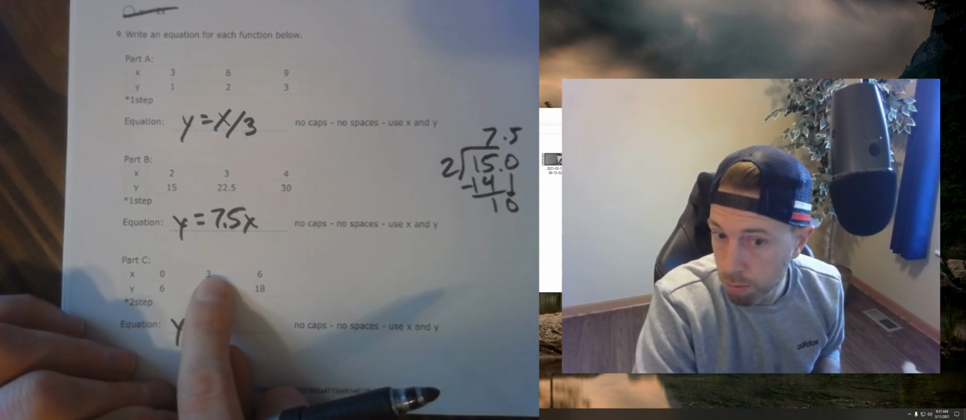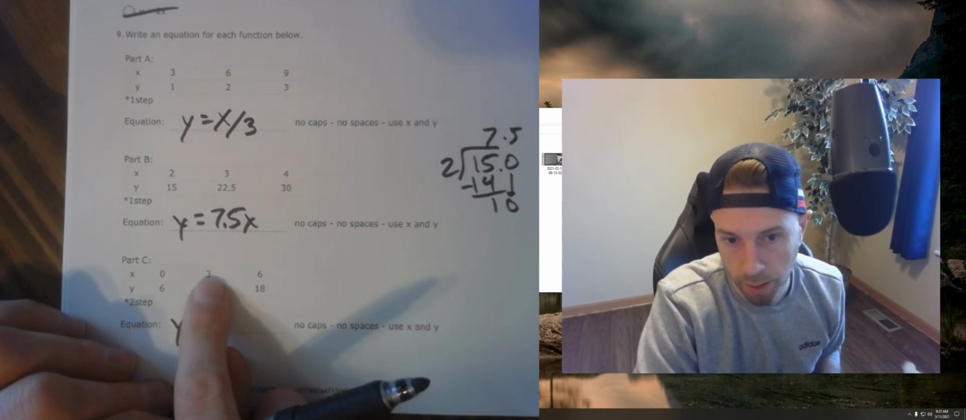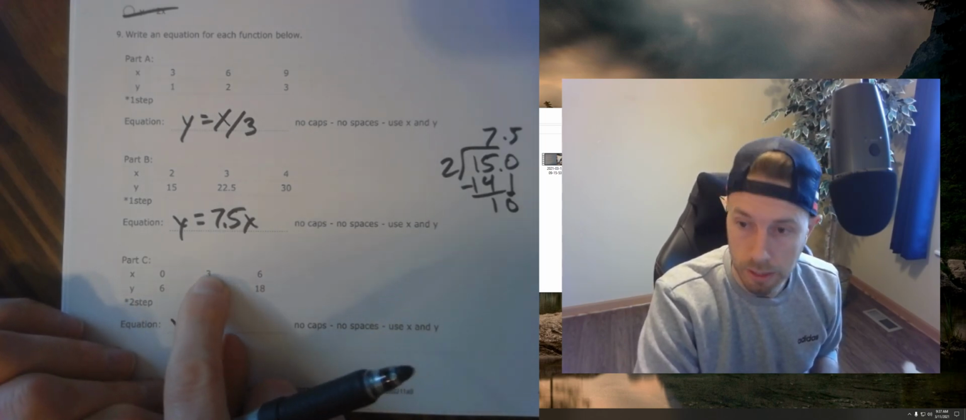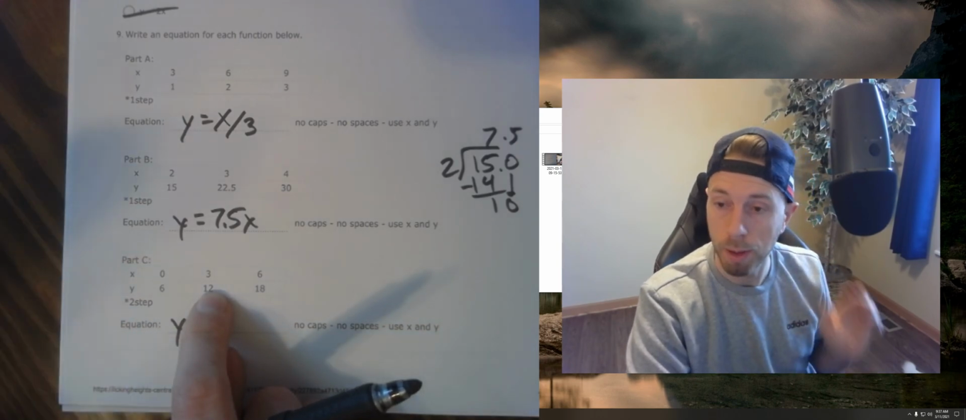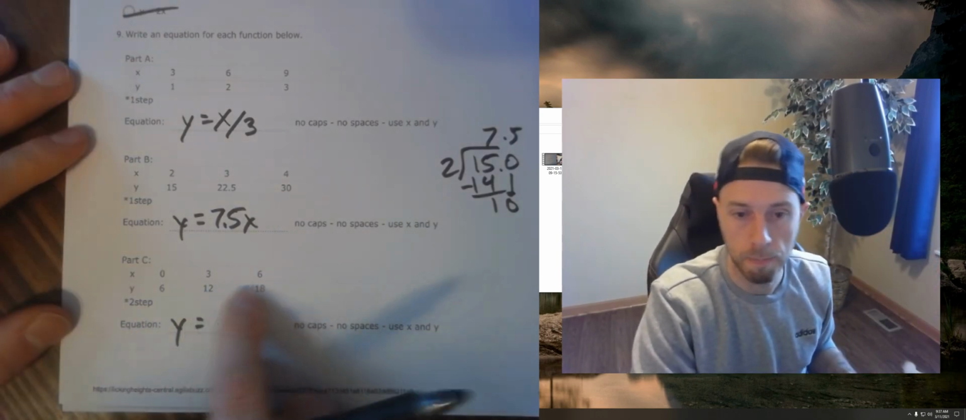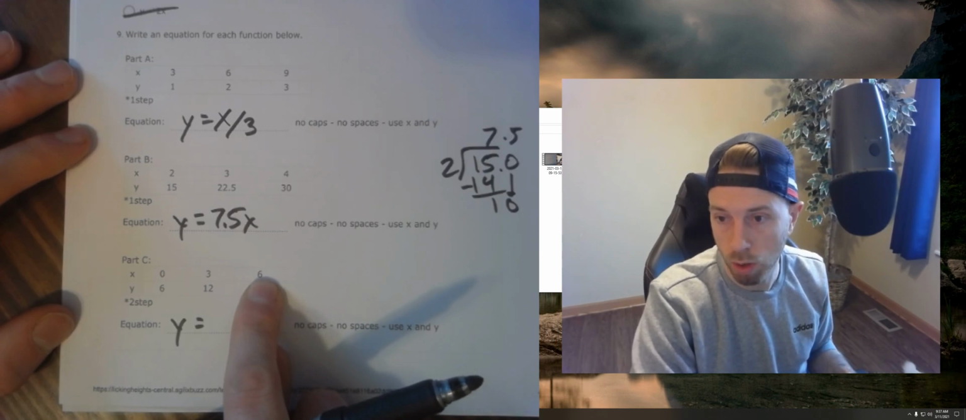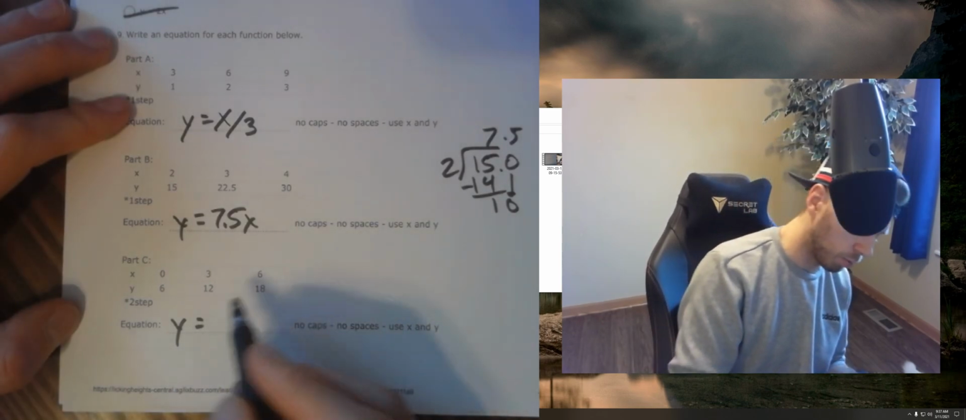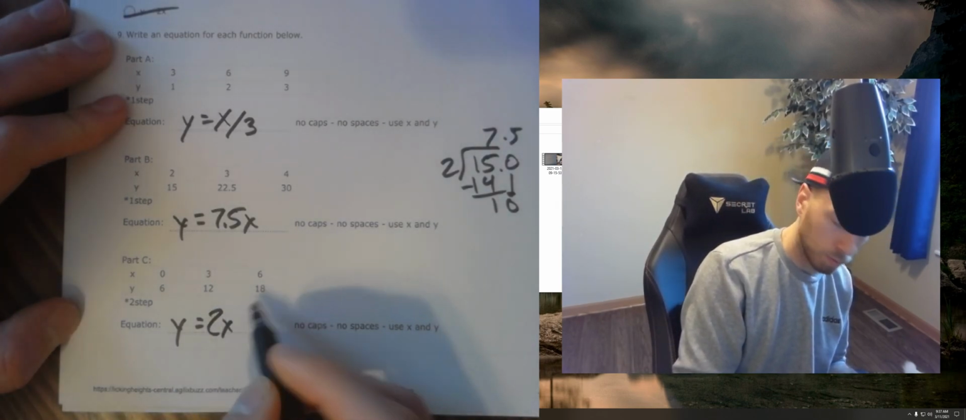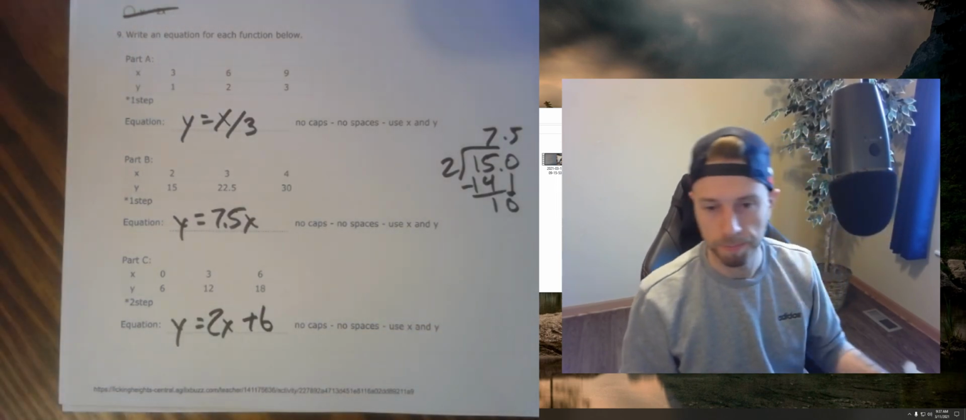3 times 1, that would be 3 plus 6 would be 9. That wouldn't work. 3 times 2, that would be 6 plus 6, which would give me 12. So maybe it's times 2 plus 6. 6 times 2 is 12, plus 6 is 18. So it looks like the rule is to multiply by 2 and add 6. And there we go.